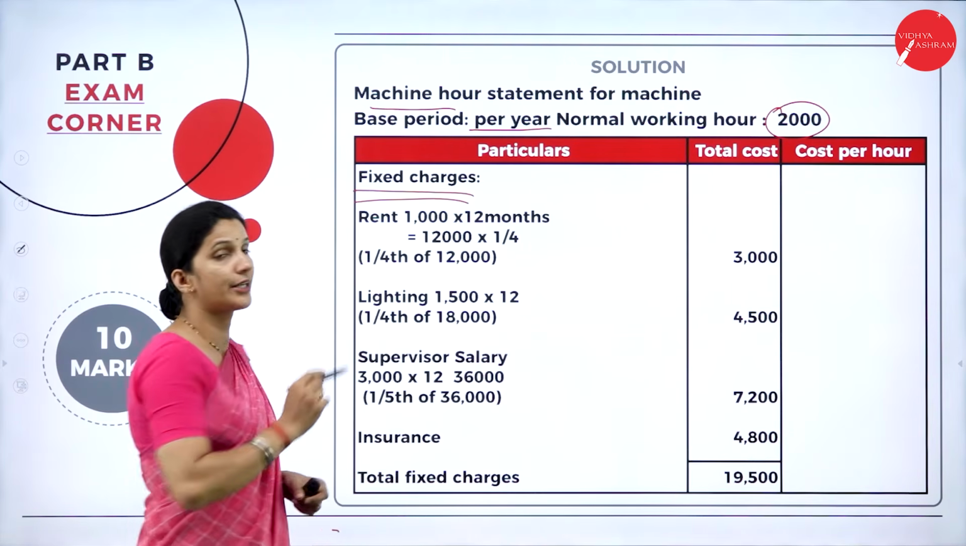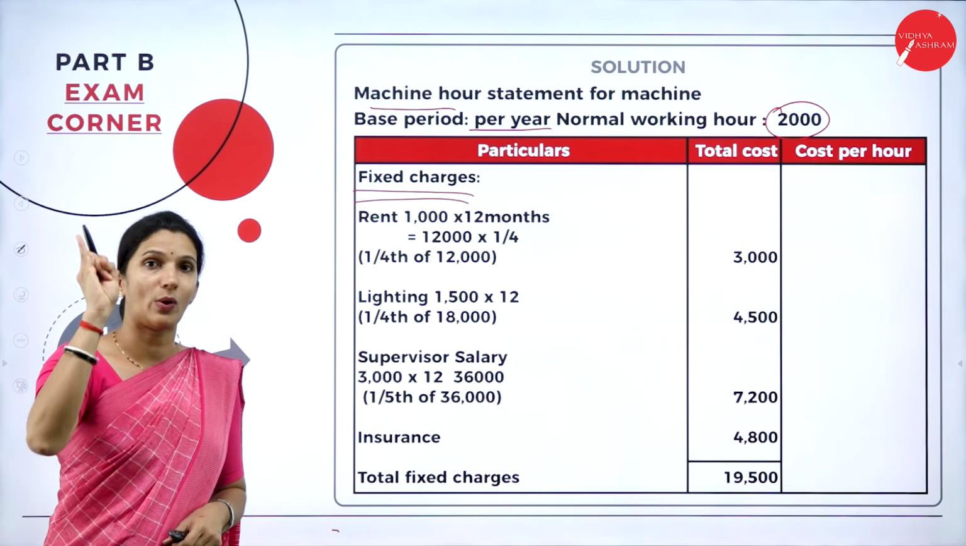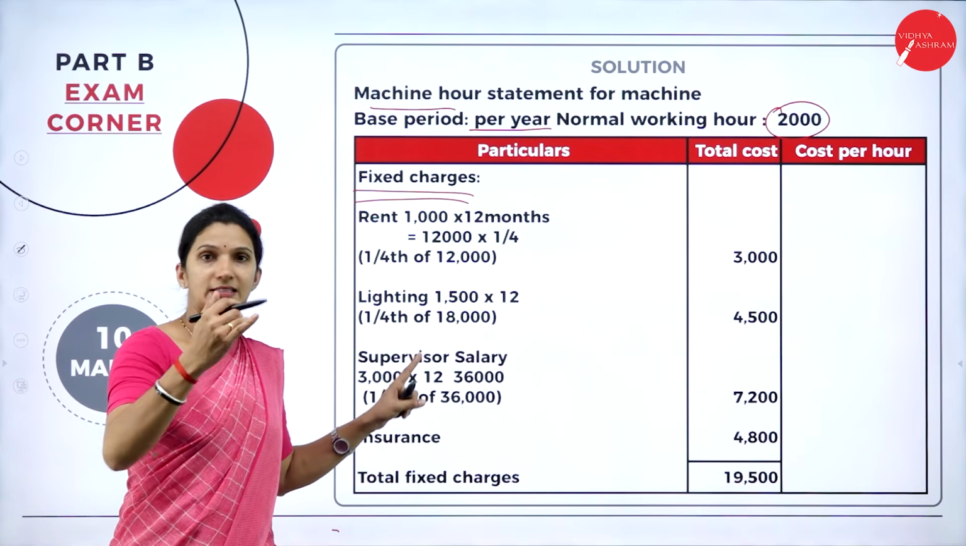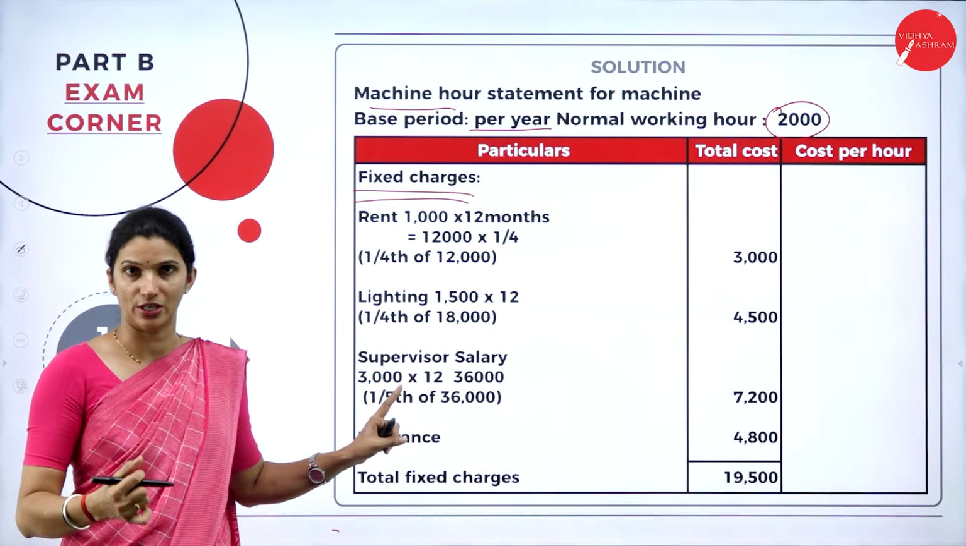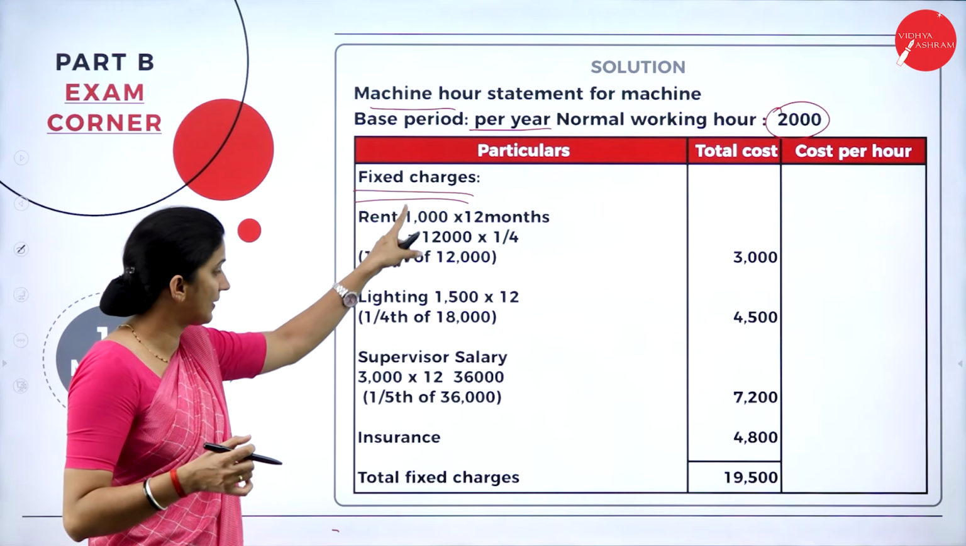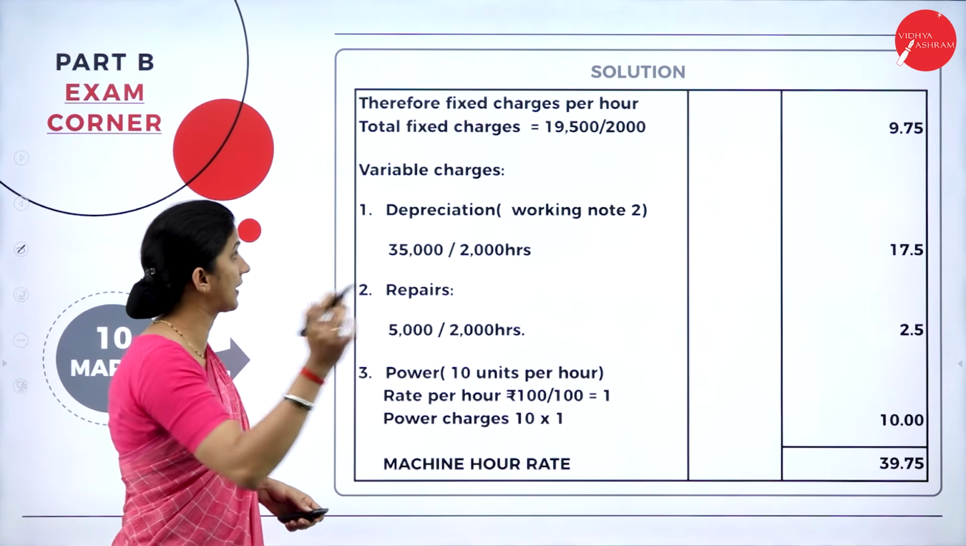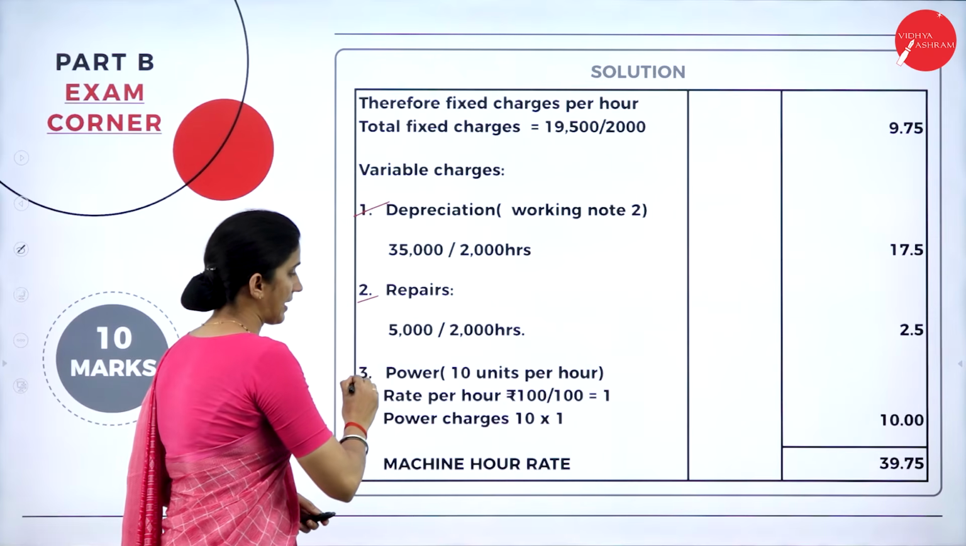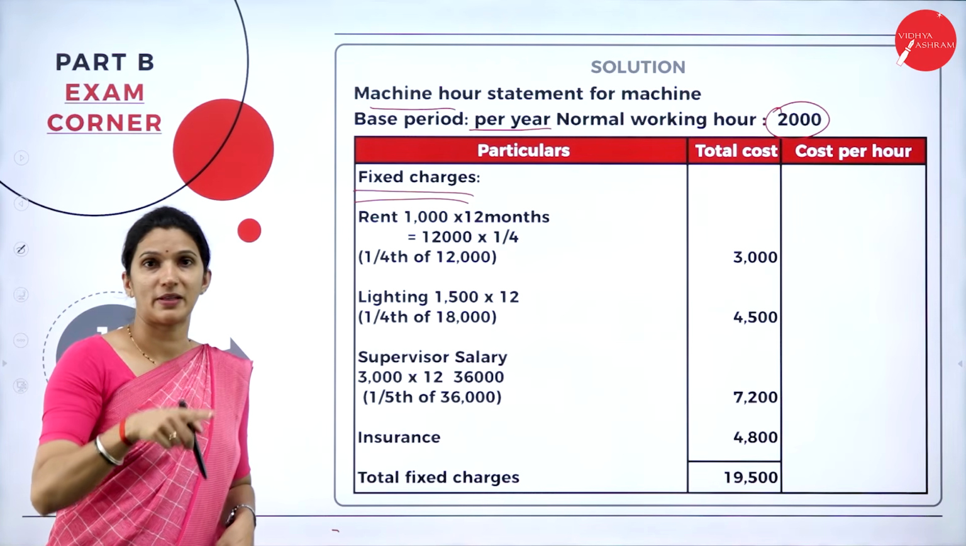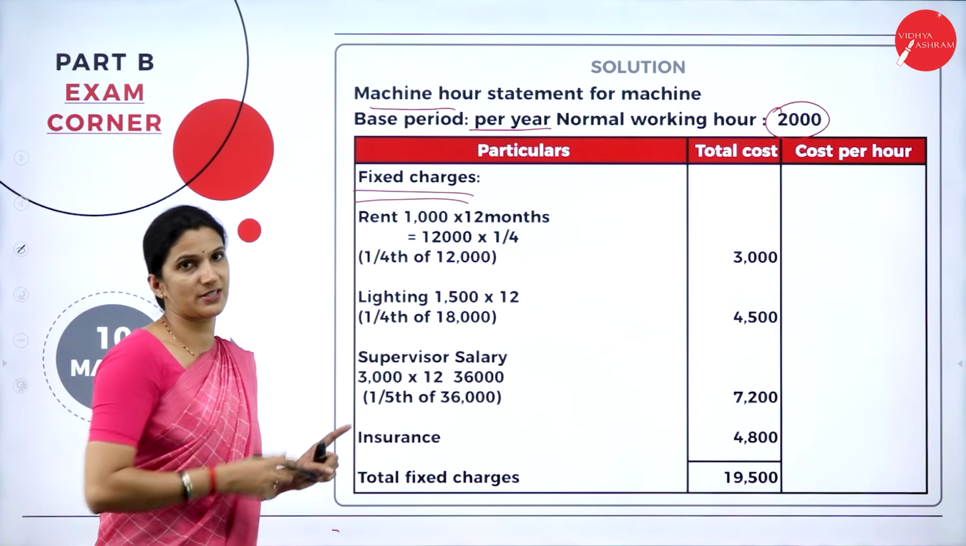Then we need to divide the expenses into two kinds: one is fixed charges and the second one is variable charges. Under variable, you will have only three: your depreciation, repairs and power. Rest of all the expenses, you will write under fixed charges.